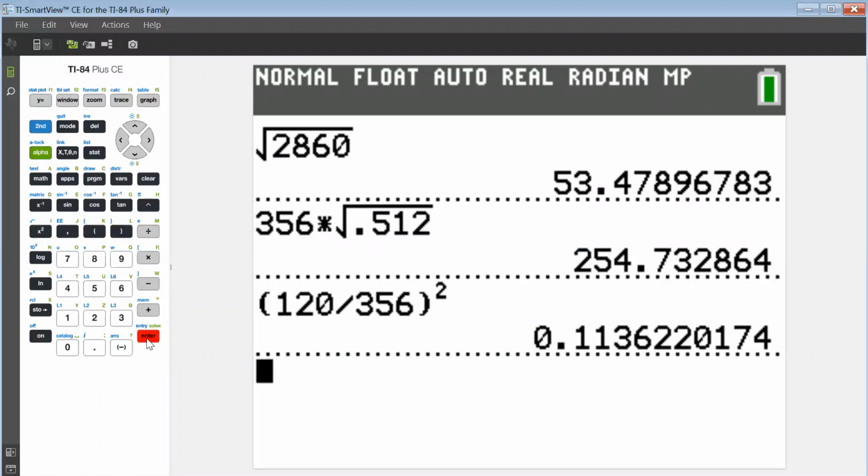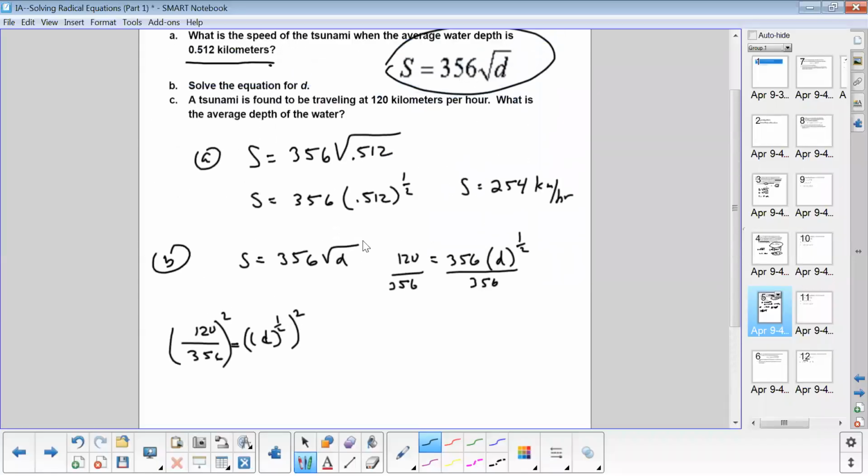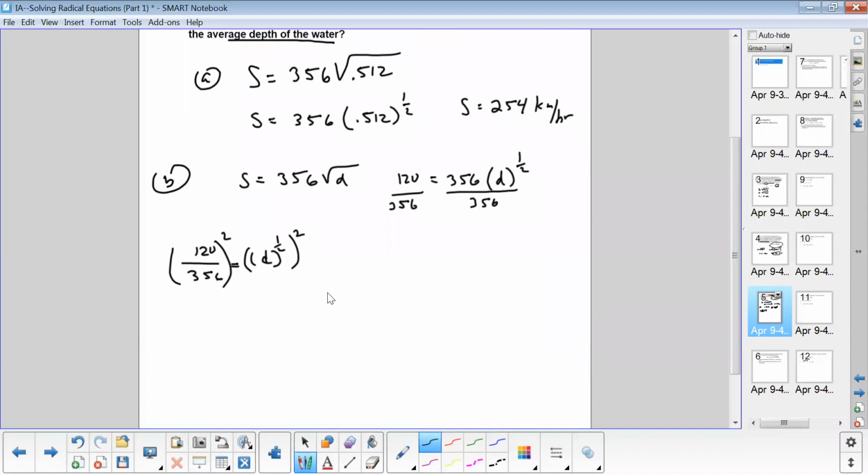And that just means that the depth, what is the average depth of water? That just means that the final result, d, is equal to 11 hundredths kilometers. 11 hundredths of a kilometer.